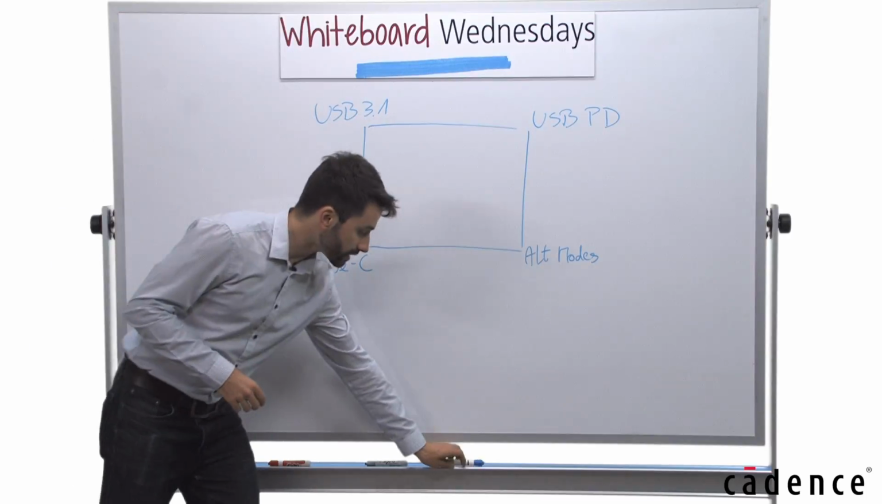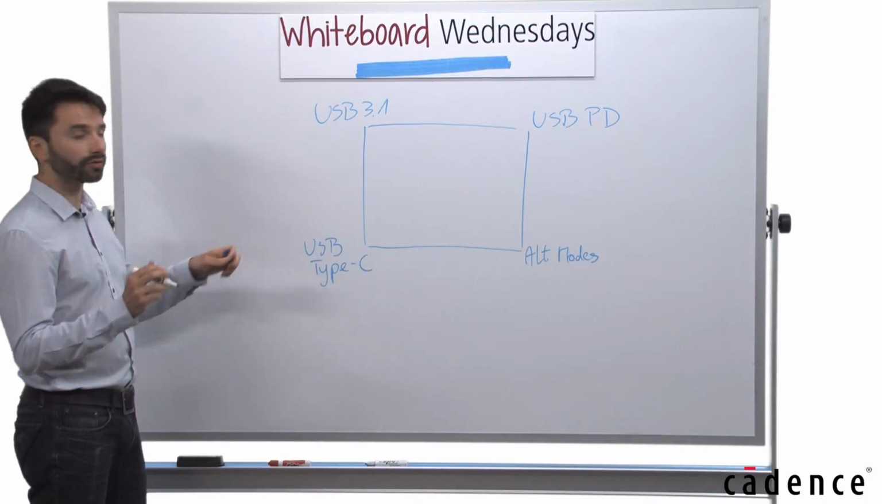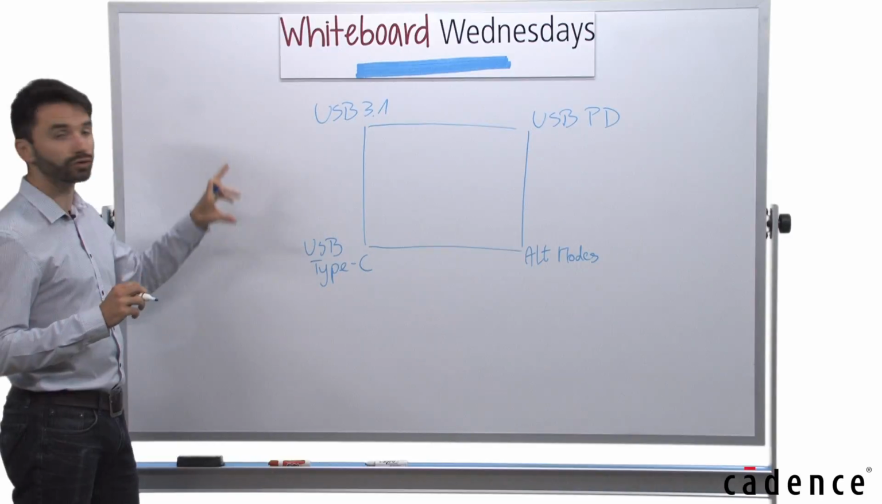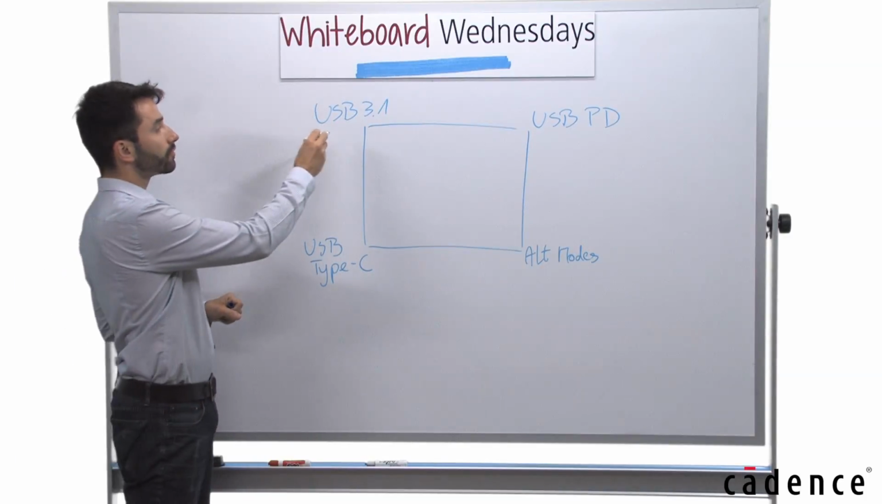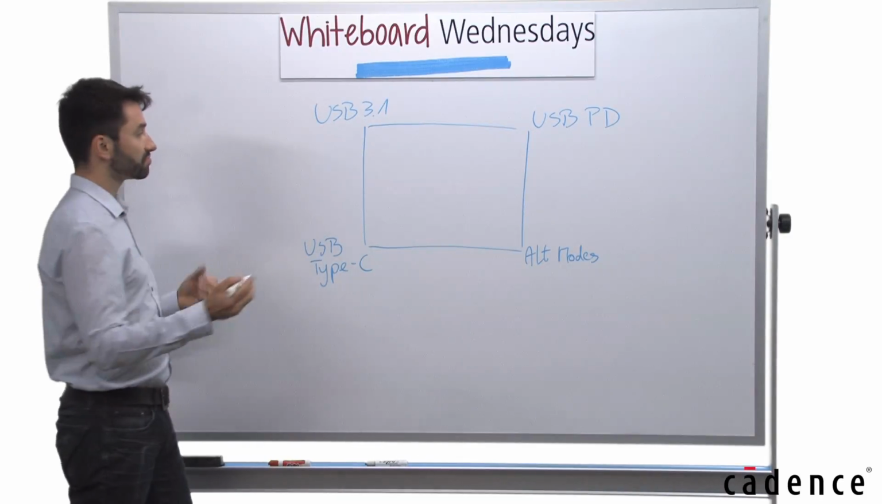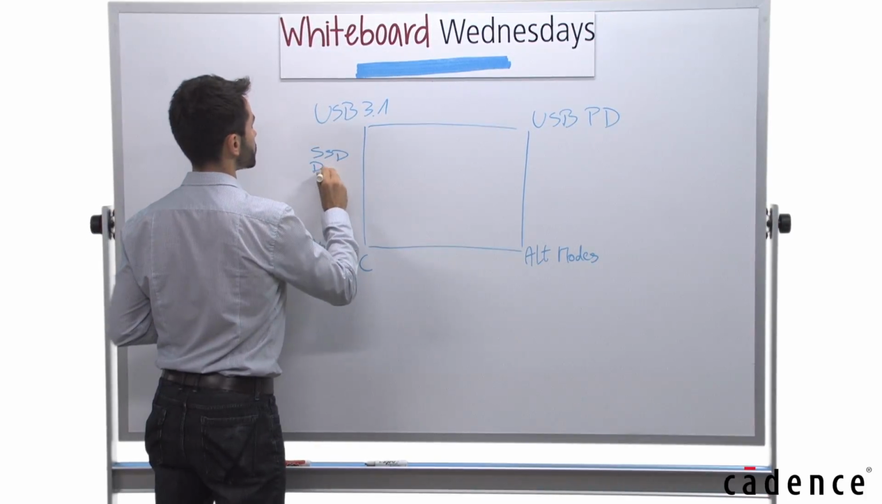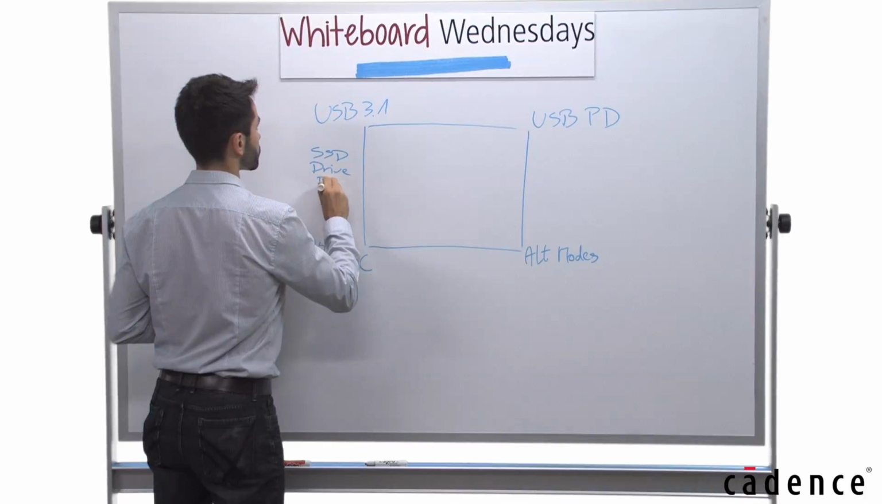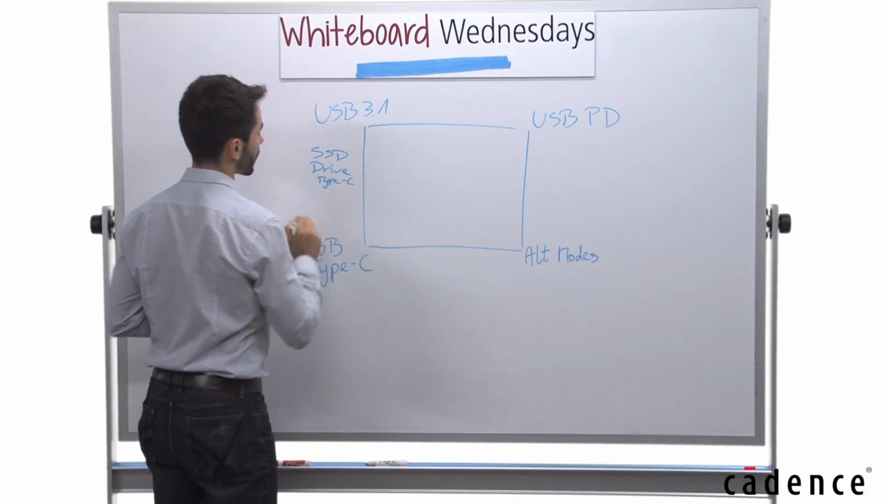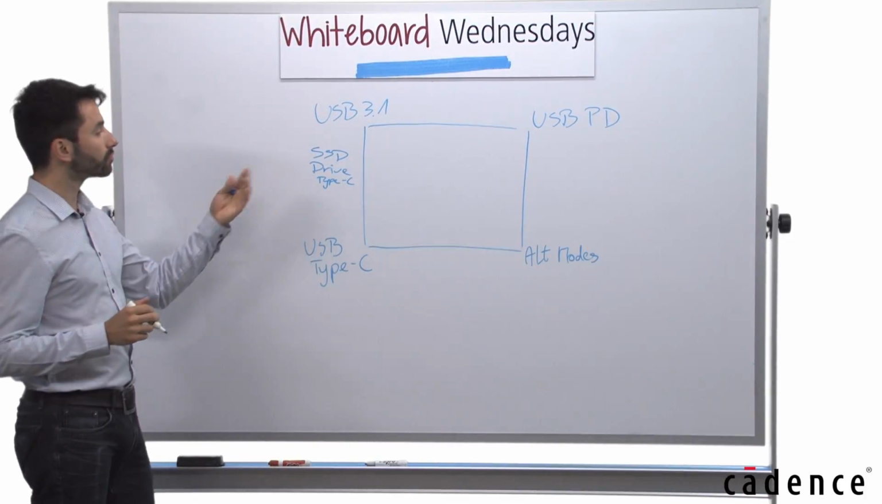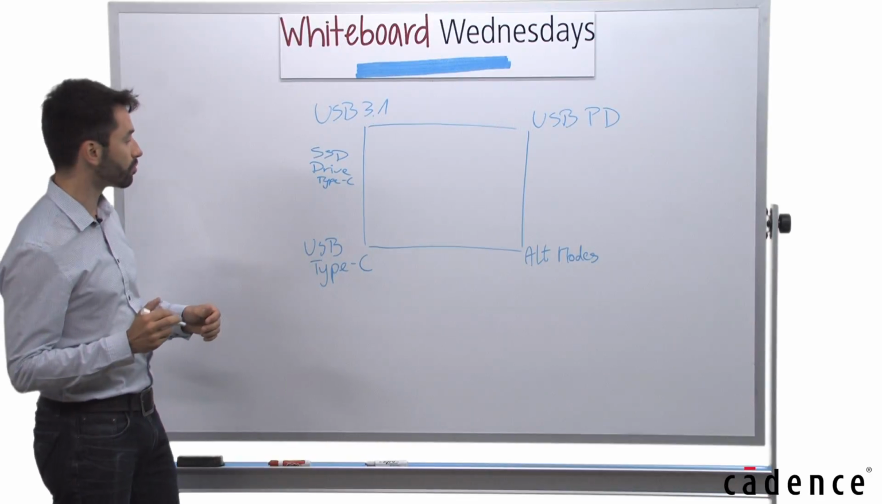So let's see what we can do out of the different specs. Only 2 of them merged. So 3.1 and Type-C: a high-speed SSD drive that will be Type-C compliant, right? So Type-C. It will simply plug into the new port.